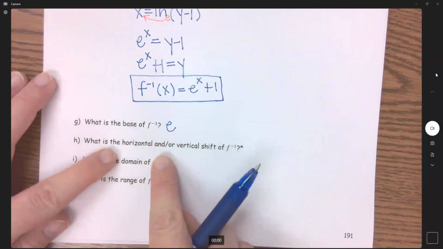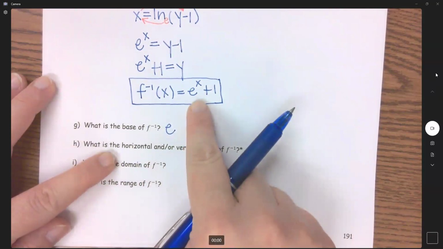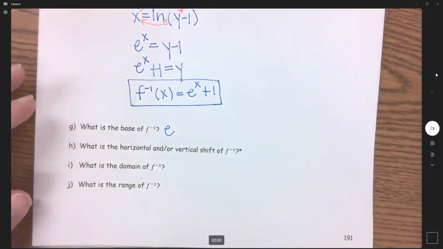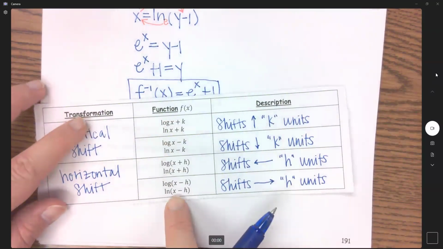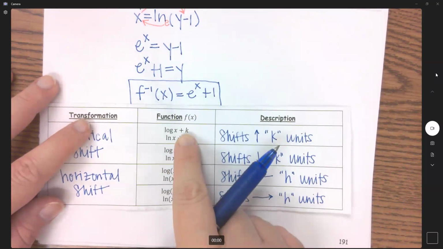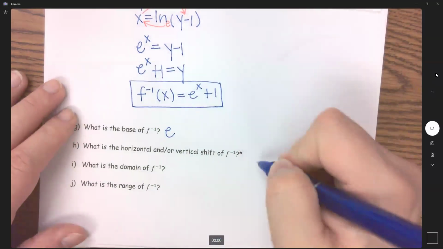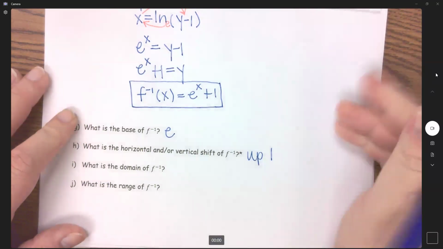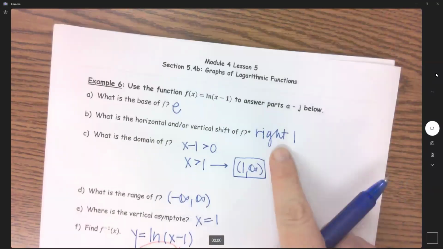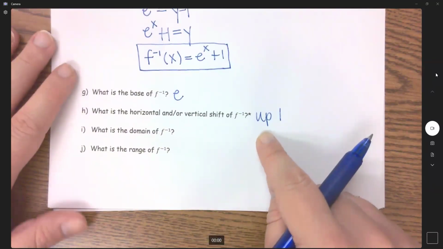Now, what is the horizontal and vertical shift of my inverse? When it is outside of that function, it goes up. So up 1. If you notice, we went right 1, and now we're going up 1. We're going in opposite directions.